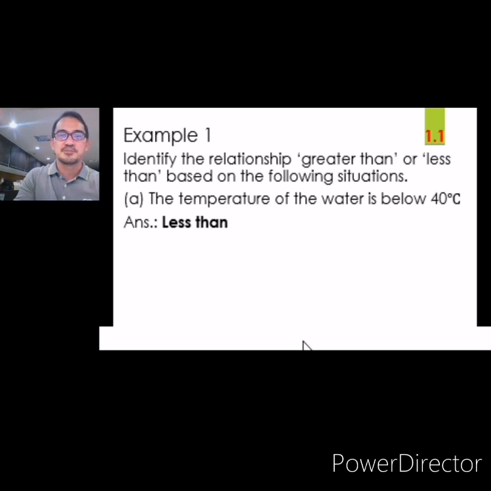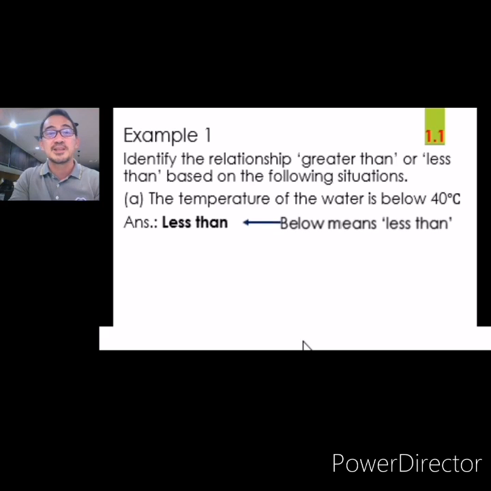Read the problem again. The temperature of the water is below 40 degrees Celsius. The word below means less than. So, the temperature of the water could be 39 degrees Celsius, 38 degrees Celsius, and so on.